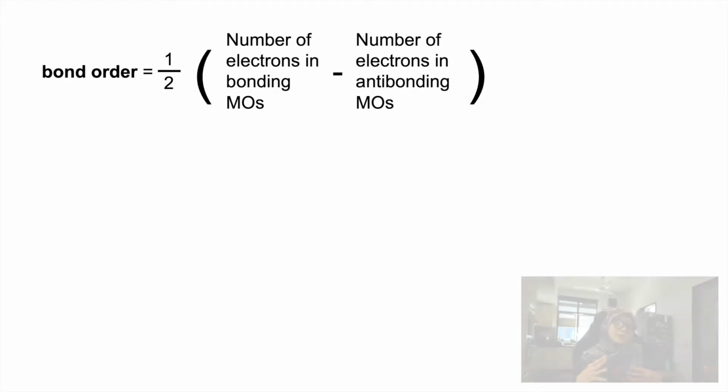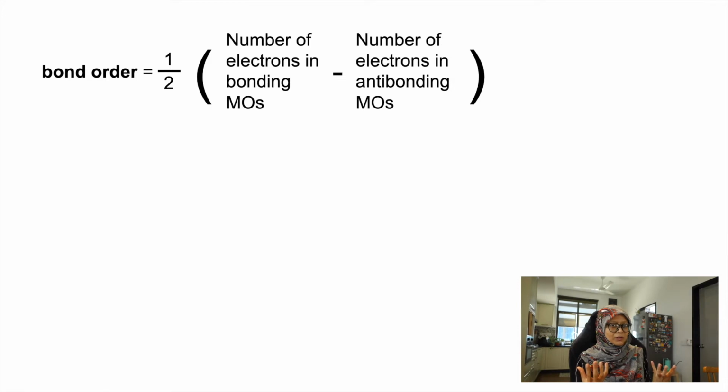So let's continue with part 3 of the molecular orbital theory, which is the bond order. Why do we need to determine the bond order? Because we want to determine the existence of the molecules. In order to determine the bond order, we need to have a formula. So what is the bond order?